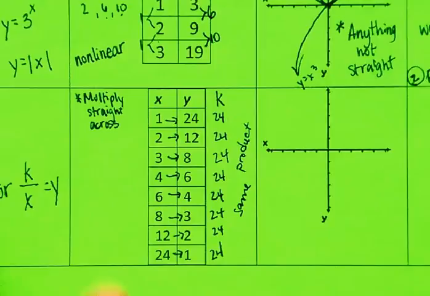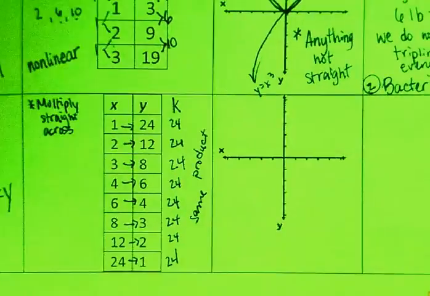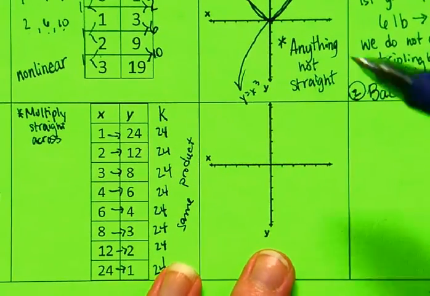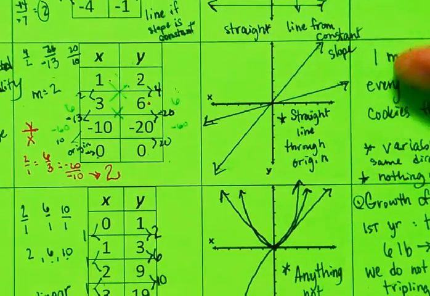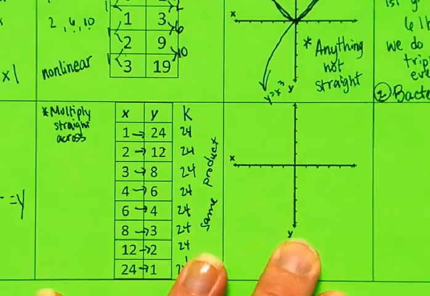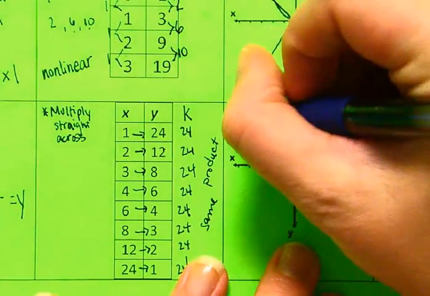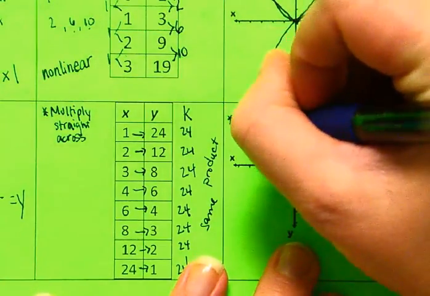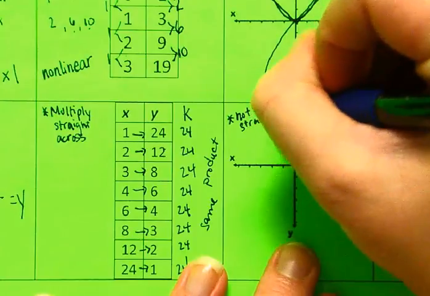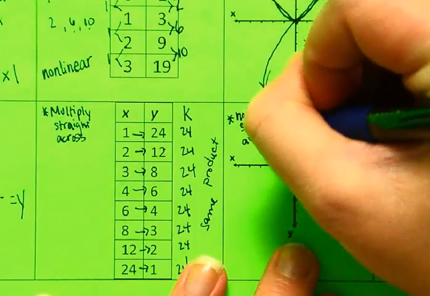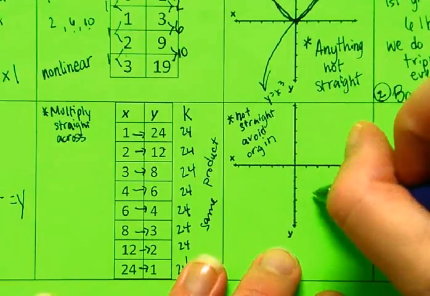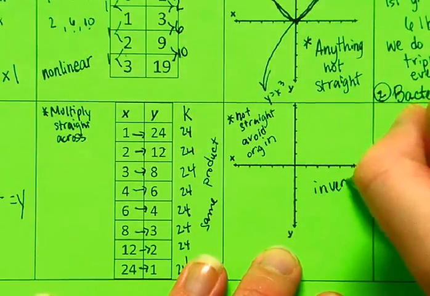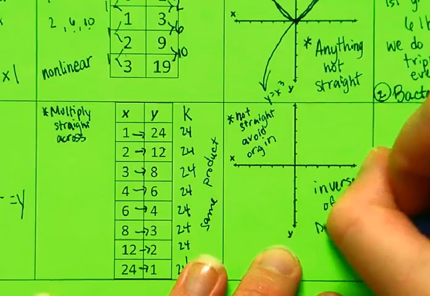Now, an inverse variation is going to be the inverse of a direct variation. So if a direct variation is a straight line through the origin, then the inverse variation is going to be the opposite of that. It's going to be not straight, and it's going to kind of avoid the origin, if you want to call it that, because it's the inverse of direct variation.